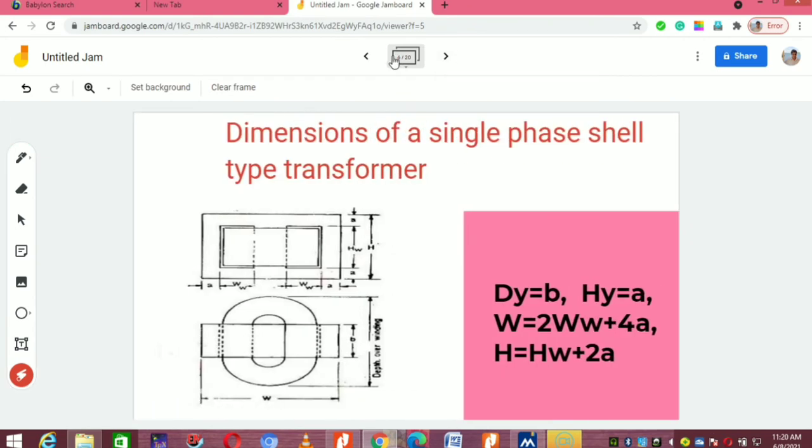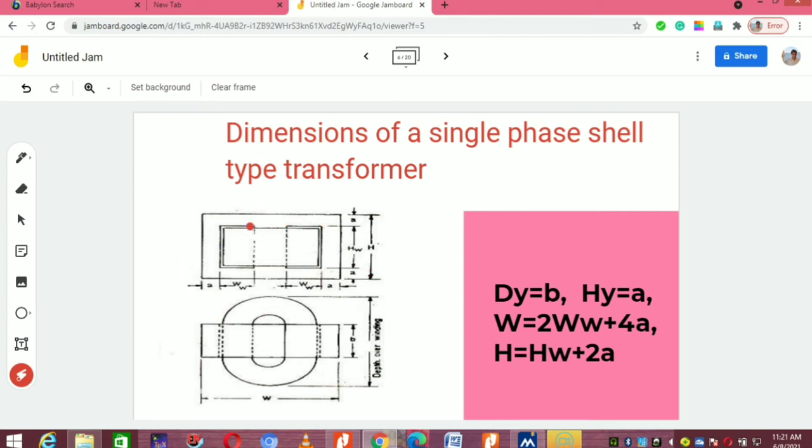So next we will discuss the dimensions of single phase shell type transformer. In the previous lecture, I explained the dimensions of single phase core type transformer. It is very important to know these dimensions to solve the numericals. Here all the parameter names will be the same, only the relationships will change.